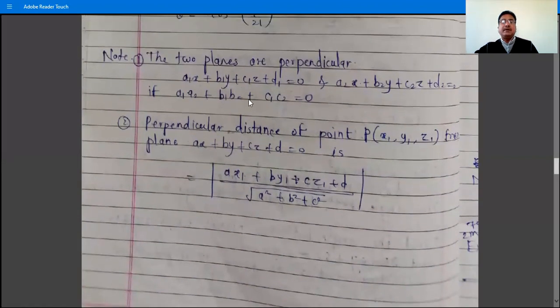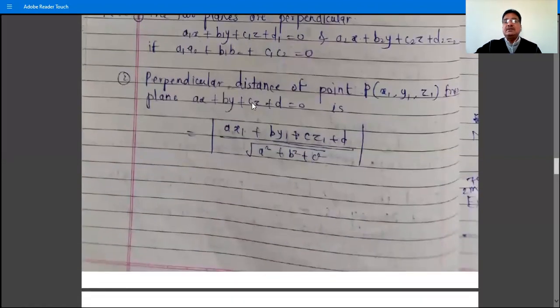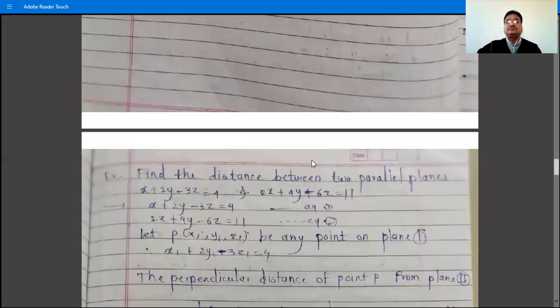And the perpendicular distance of the point P (x1, y1, z1) from the plane ax plus by plus cz plus d is equal to 0 is what? The modulus of ax1 plus by1 plus cz1 plus d divided by root a square plus b square plus c square. That is the root of the sum of the square of the coefficient of x, square of coefficient of y, and square of coefficient of z.